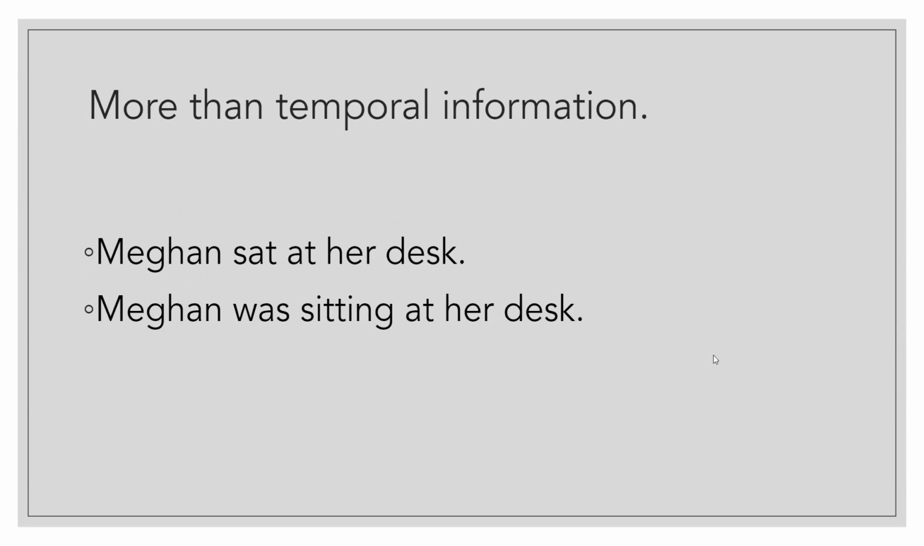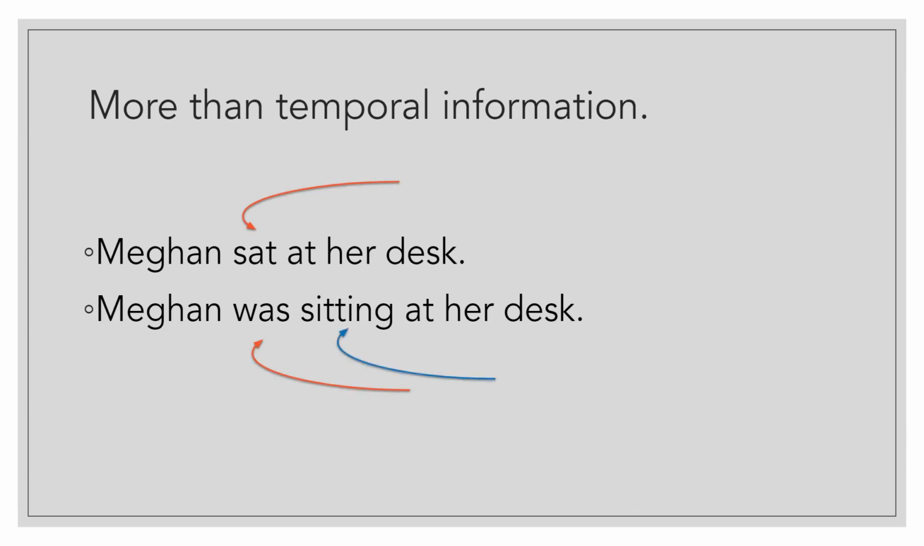Megan sat at her desk. Megan was sitting at her desk. Both past tense, but again, one is a completed, finished action. In the other, we are discussing some kind of ongoing, incomplete action. She was sitting. That's the progressive or continuous aspect. Okay? Sat and was, those are both past tense verbs.